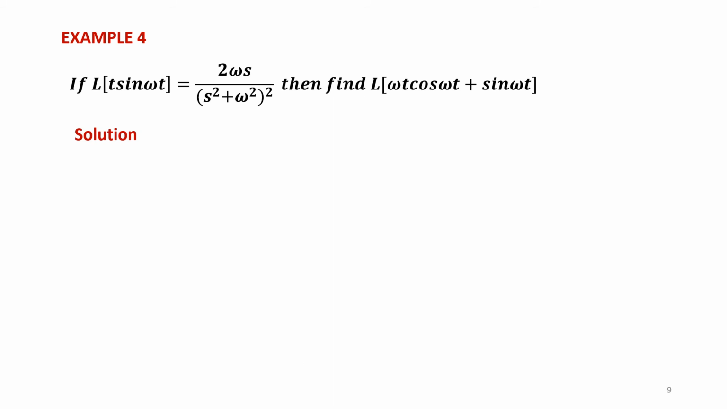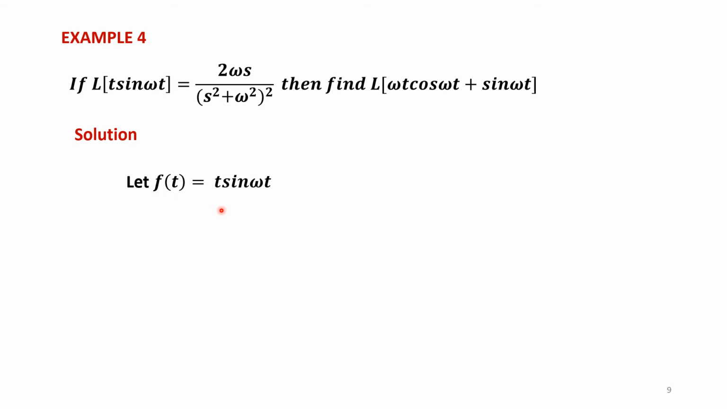Next example. If L of t sine omega t is 2 omega s upon s square plus omega square the whole square, then find L of omega t cos omega t plus sine omega t. We are given L of t sine omega t equal to this. Now suppose I take f of t to be equal to t sine omega t.